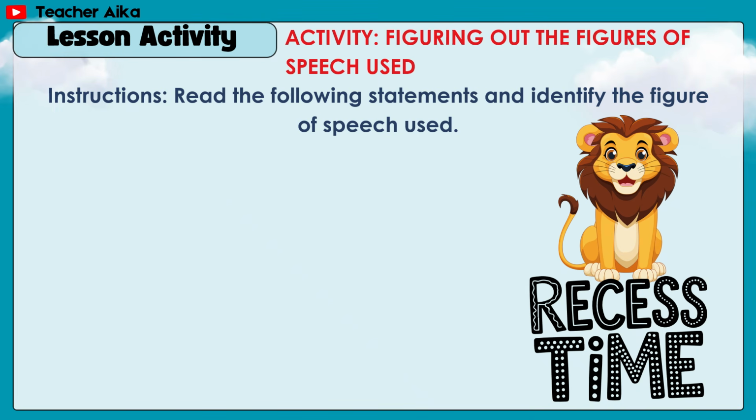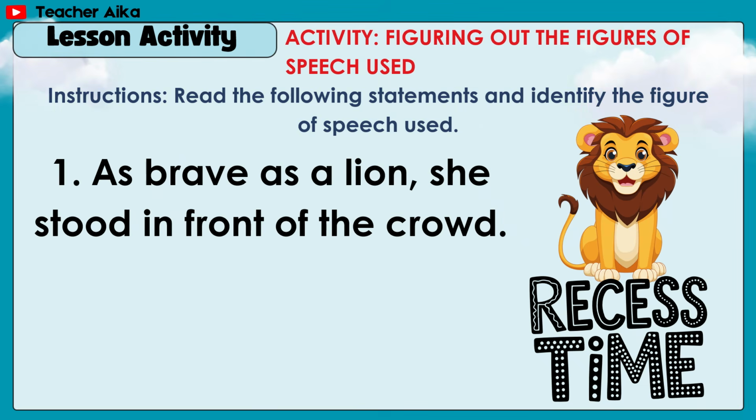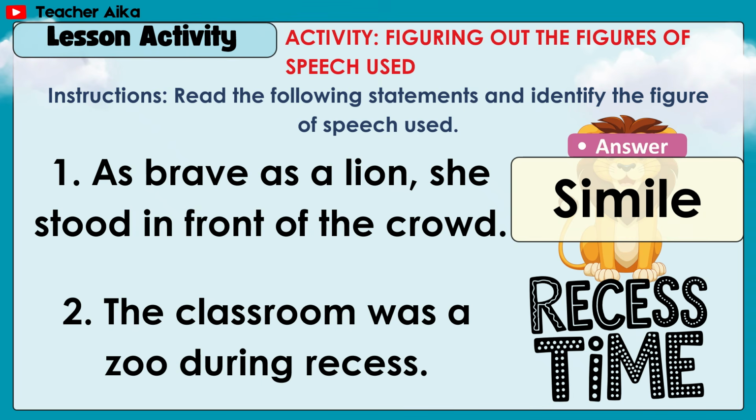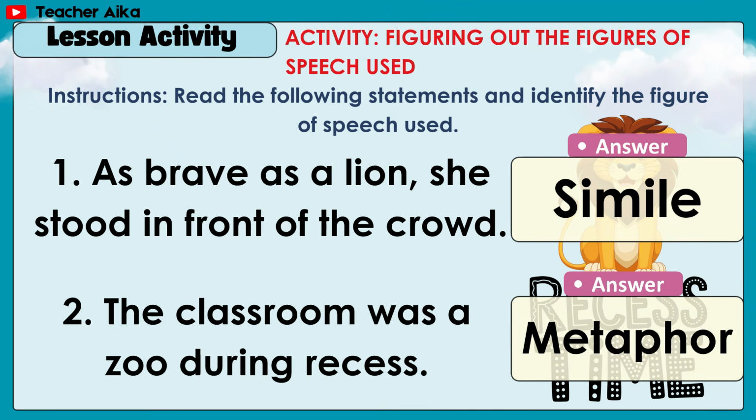Lesson activity: figuring out the figures of speech used. Instructions: read the following statements and identify the figure of speech used. Number 1, as brave as a lion, she stood in front of the crowd. Answer: simile. Number 2, the classroom was a zoo during recess. Answer: metaphor.